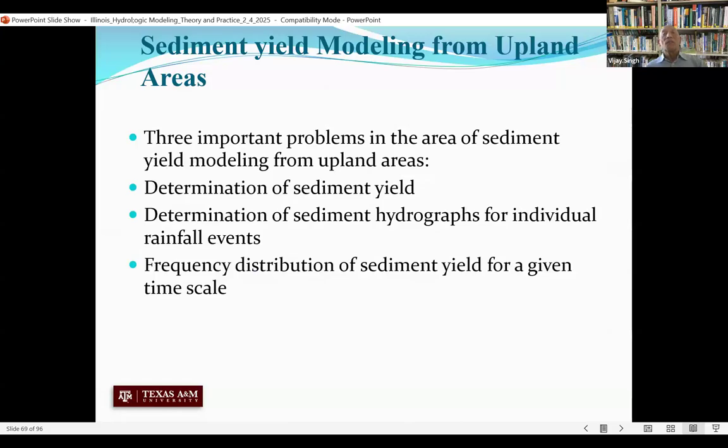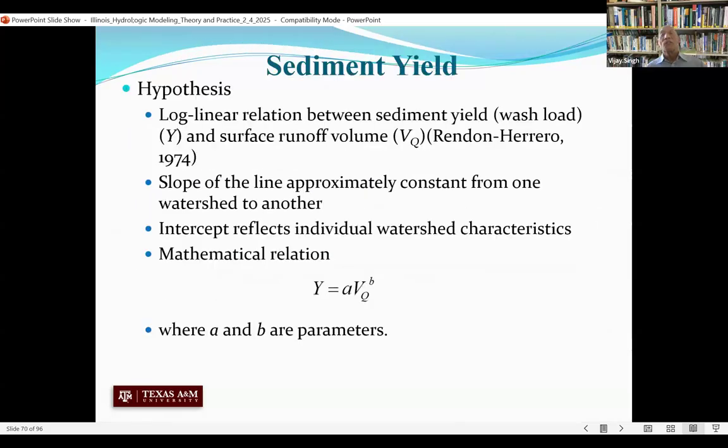You can also derive the sediment yield as well as the sediment discharge. First, the sediment yield. This is a relation like the one that has been quite popularly used between the sediment load, which is the wash load, especially true for upland areas or agricultural watersheds, and it is directly proportional to the volume of runoff.